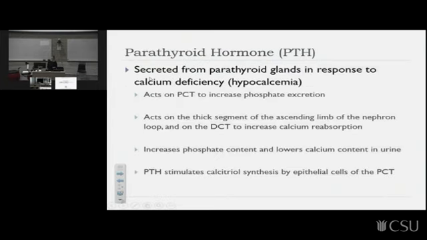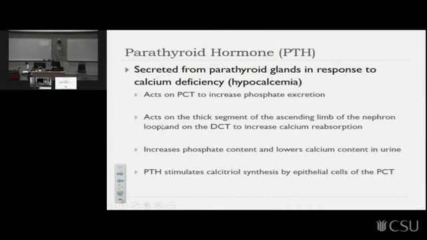And then we've got the parathyroid hormone. So the parathyroid hormone basically works to restore the homeostasis of calcium in the body. This is secreted from the parathyroid glands in response to calcium deficiency or hypocalcemia. It acts on the proximal convoluted tubule to increase phosphate excretion, and then also acts on the thick segment of the ascending limb of the nephron loop, so the limb that's coming back up, the thick segment coming back up right before it gets into that distal convoluted tubule.